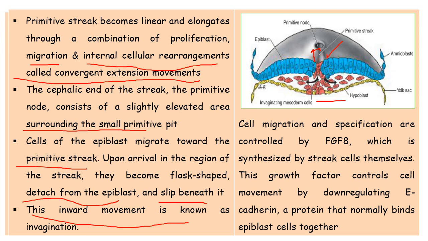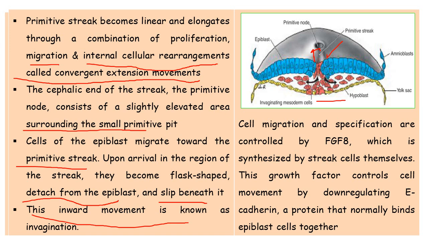So the cell migration and specification are controlled by fibroblast growth factor 8. This is the growth factor which is controlling this cell migration and further specification, because ultimately these cells were epiblast cells, and later on they are forming the endoderm as well as the mesoderm. So this is the self specification, and this is controlled by fibroblast growth factor 8, which is synthesized by the streak cells. This factor is synthesized by these streak cells which are forming these primitive streaks, and this growth factor controls the cell movement.